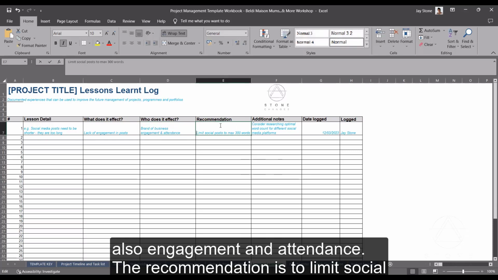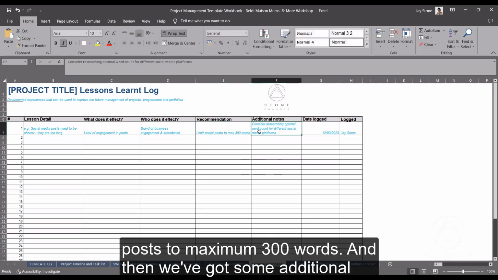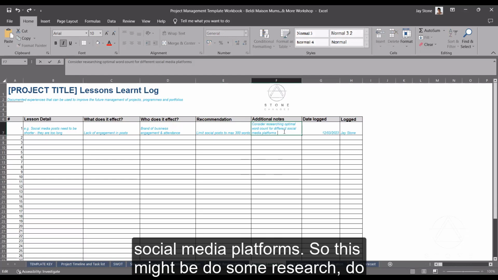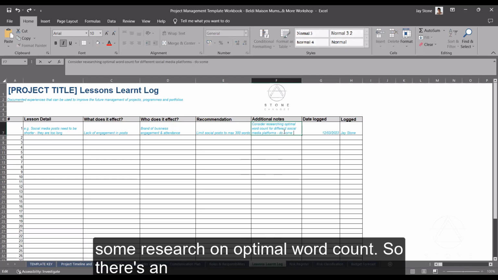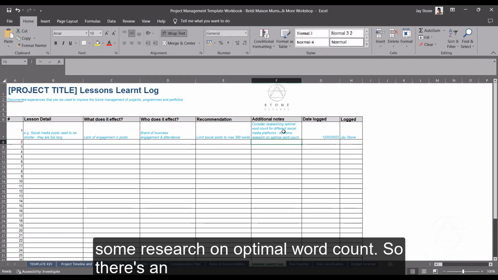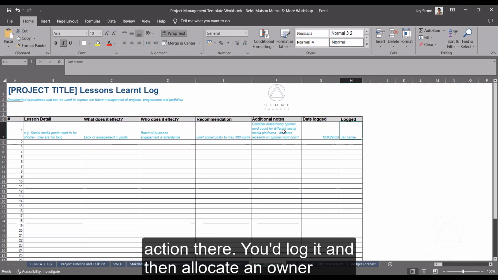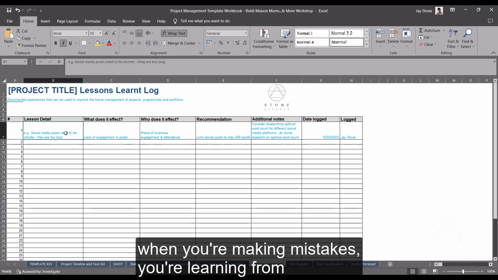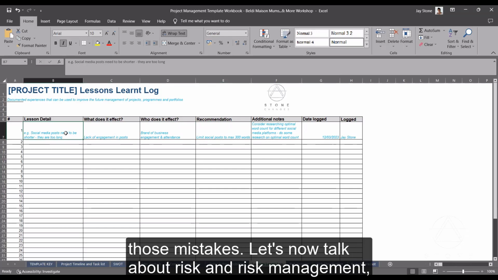The recommendation, limit social posts to a maximum of 300 words. And then we've got some additional notes here. Consider reaching optimal word count for different social media platforms. So this might be: do some research on optimal word count. So there's an action there, you'd log it, and then the owner of who logged it. Again, a very simple tool, but vital in ensuring that you're making mistakes, yes, but you're learning from those mistakes.